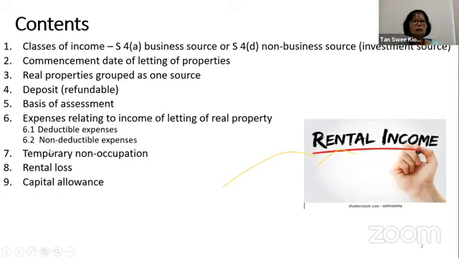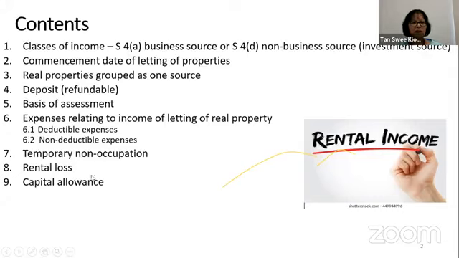And also, I will look into temporary non-occupation. When your property is temporarily not occupied, but you still incurred the expenses, were the expenses deductible or not during that period nobody occupied your property? And also, I will look into the rental loss. Can it offset with other sources of income?